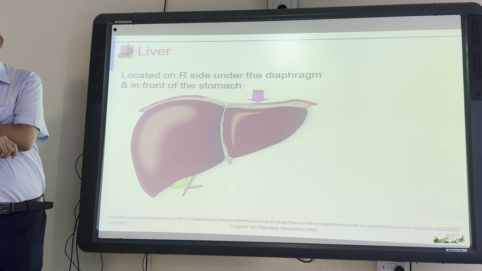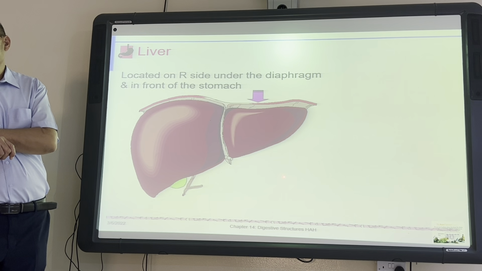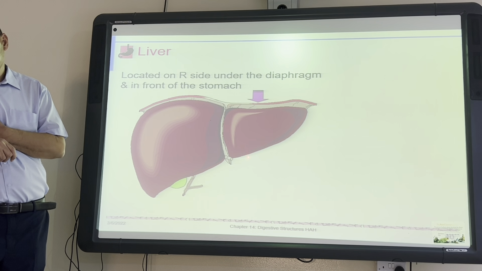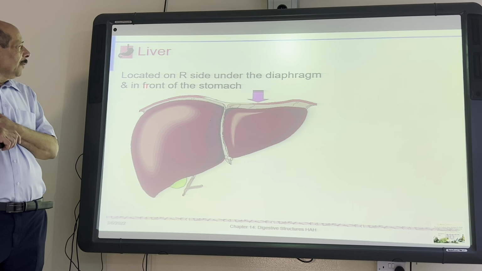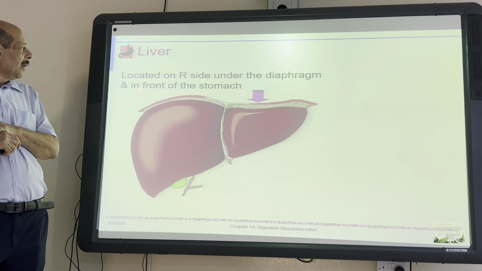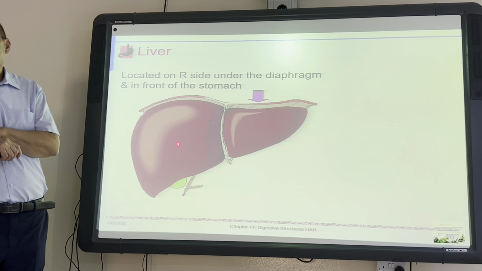As we said before, the location of the liver, it is located in the right side in the upper part of the abdominal cavity. So it is located in the right side under the diaphragm and in front of the stomach.